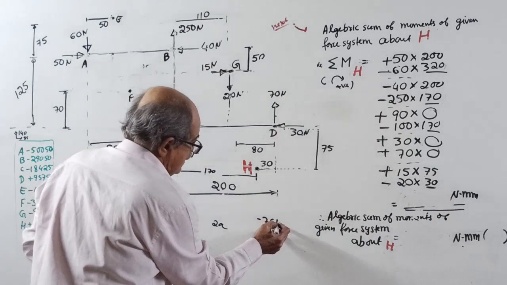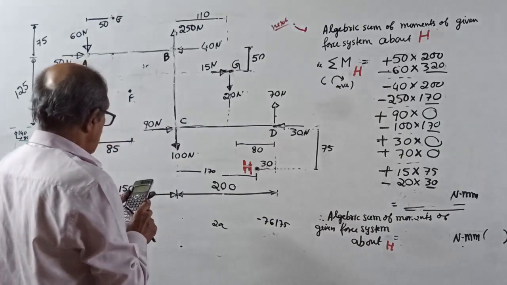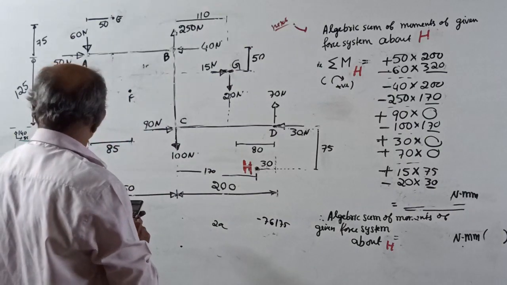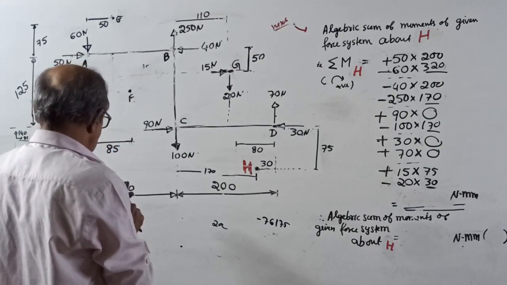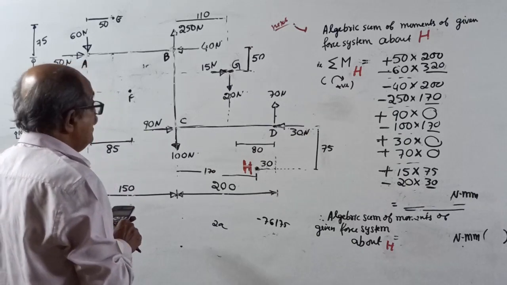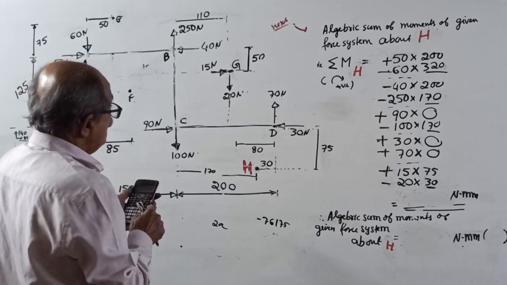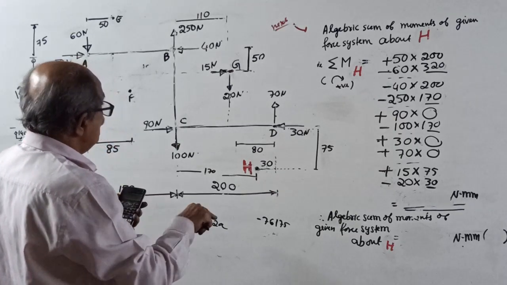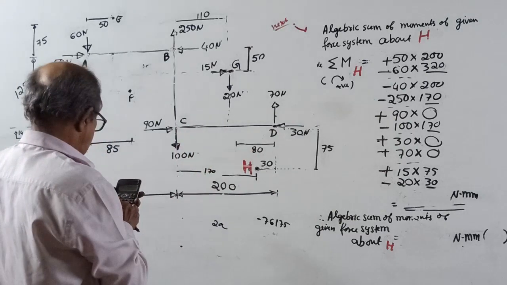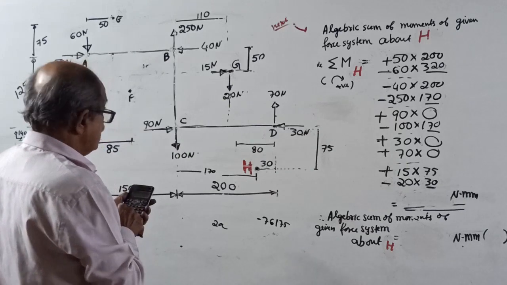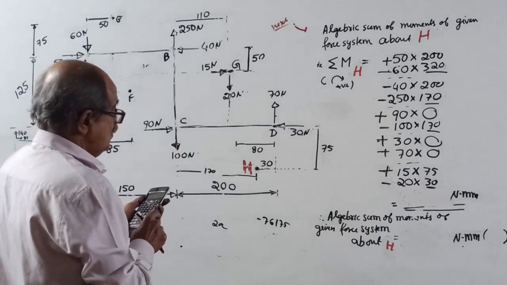Instead of that way, let me first check whether this answer is correct or not. About H point, minus I got. About D, how much did I get? 9575. 9575. 9575 I got about D. Then plus 140 into 30. 140 into 30 clockwise, plus 85 into 75. Answer is 20150. What is happening here?